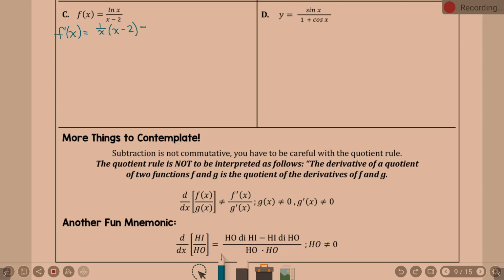So now I'm doing the derivative of the top times the bottom minus, now I'm going to keep the top and the derivative of the bottom. What's the derivative of x minus 2? 1. All over x minus 2 quantity squared. Now let's clean this up and see where we're at.